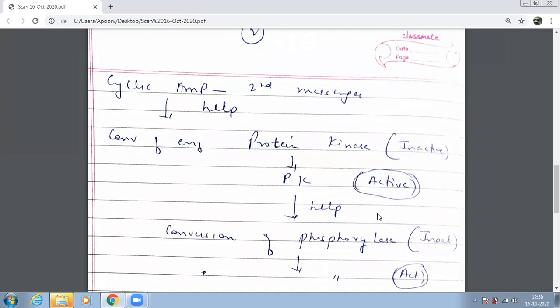Inactive phosphorylase to active phosphorylase. Keep on revising. I'm showing you the third slide. We'll complete this reaction.